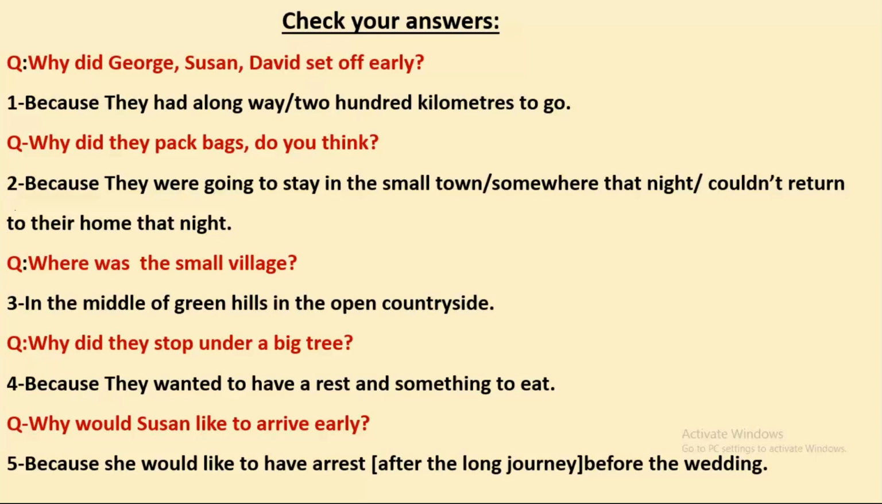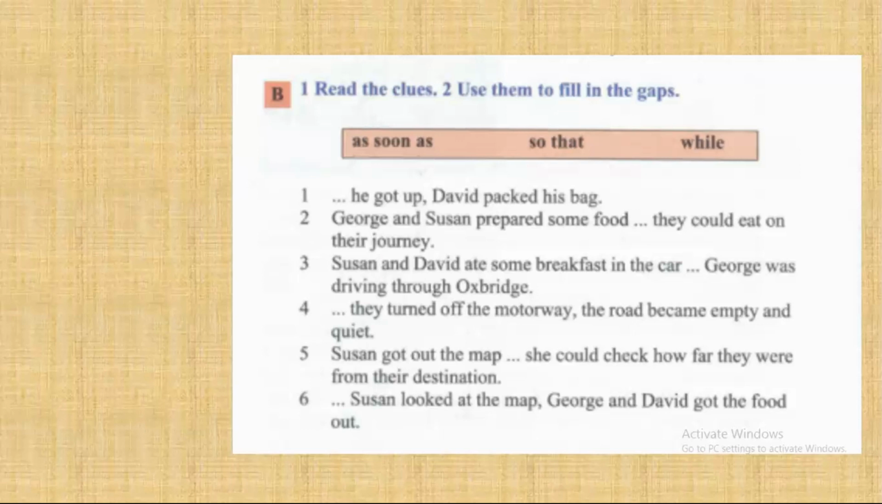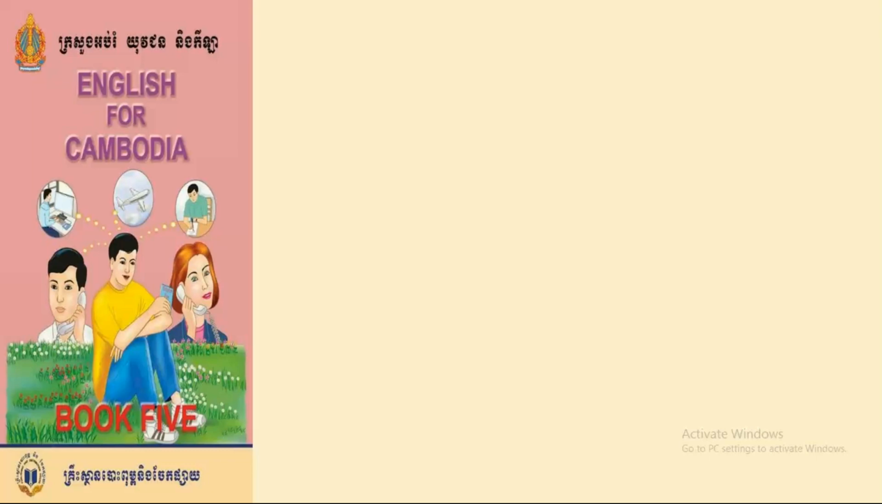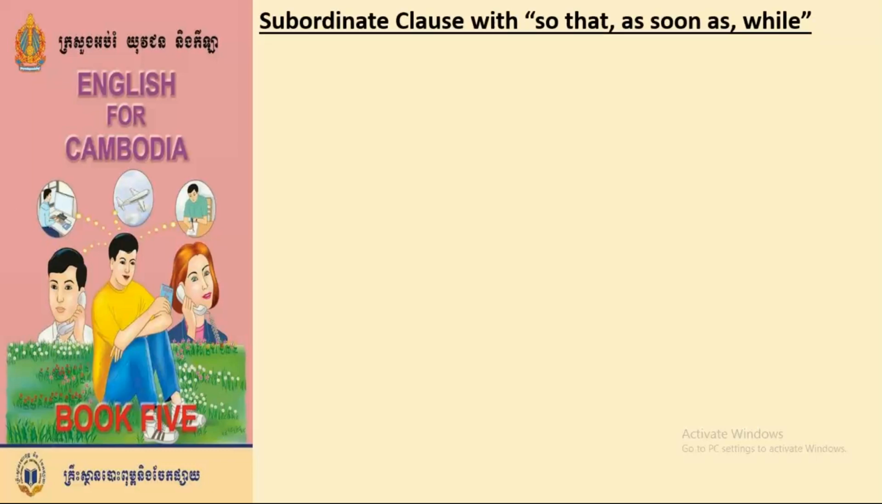So I want you to look at section B, page 28. Read the clues and use them to fill in the gaps. They want you to take the word in the box to complete it. But before you start, I want you to learn more about subordinate clauses with so that, as soon as, and while, otherwise you cannot do it correctly.